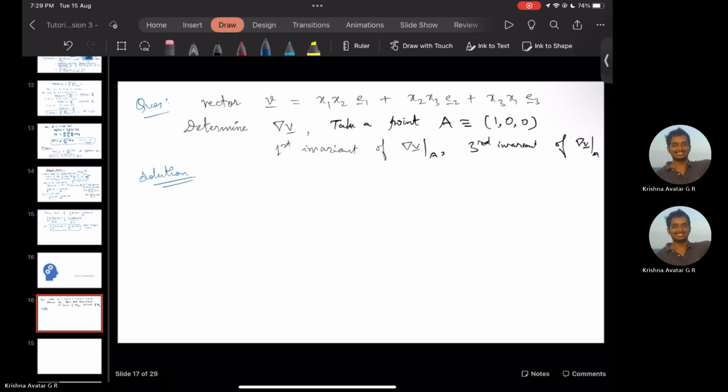Now what we do is invoke the operational form of the gradient, right? This is nothing but the partial derivative with respect to xj of v, tensor product with ej, isn't it? So this is equivalent to writing partial vi by partial xj, ei.